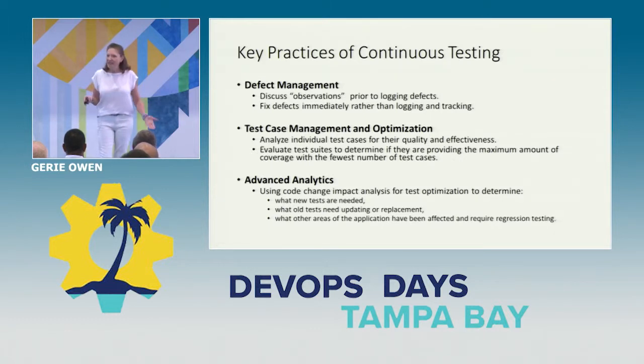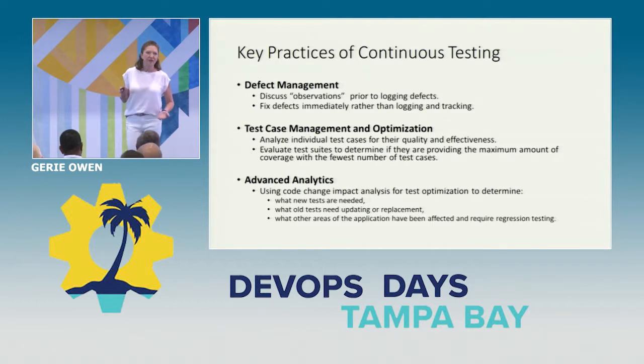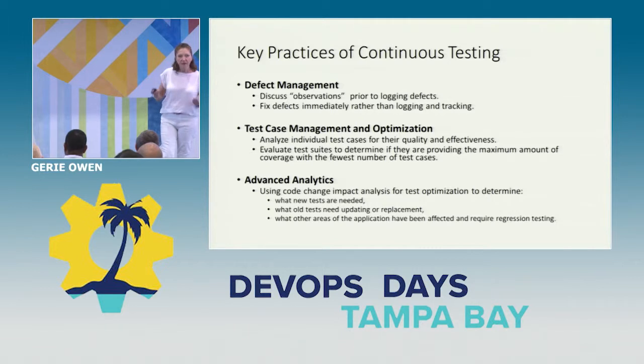We need to use advanced analytics to analyze code changes. That's how we're going to be able to optimize tests. We need to determine what new tests we need, what tests can be deprecated, what other areas of the application we haven't been testing. You know, it's all about risk. We can't test everything in a DevOps environment, but what we have to test are those pieces that are most important to the customer.